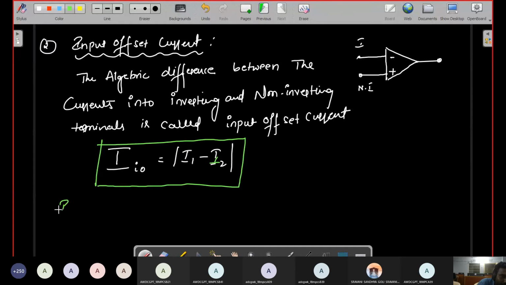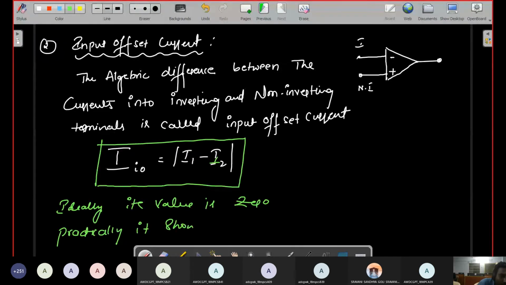Ideally its value is zero, but practically it shows a few nano amperes. Okay, it shows a few nano amperes.